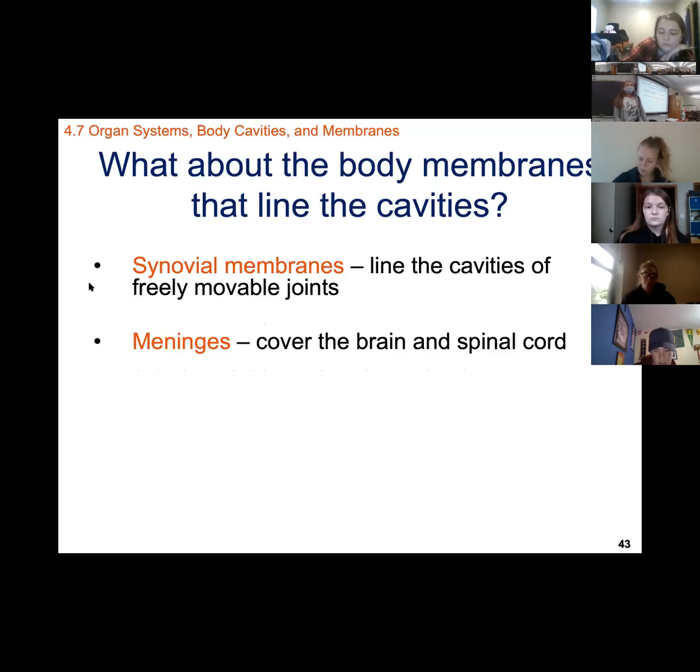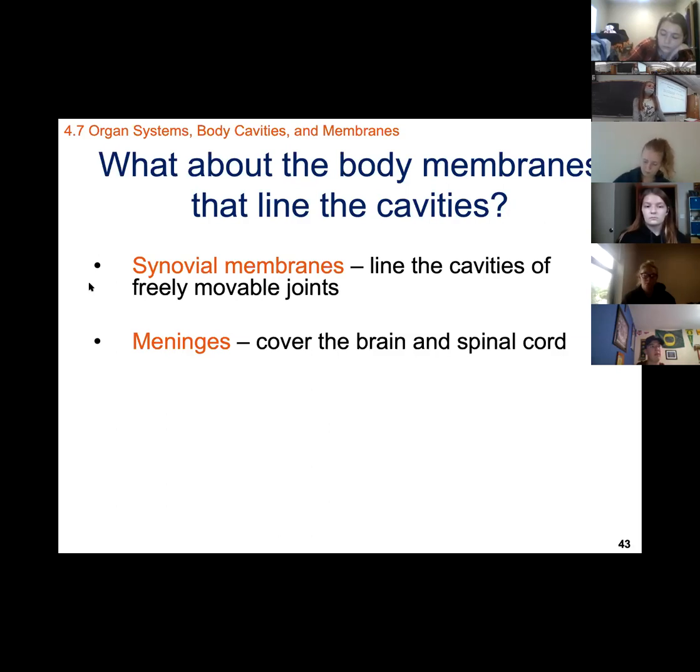Okay, so we have synovial membranes and the meninges. These are also other types of body membranes that line those cavities. They line the cavities of freely movable joints. Those are synovial membranes. There's a difference between joints and ligaments. It's how your muscles attach to your bones for movement. Those are considered joints. So thinking about all the joints of your body, there's synovial membranes there that help line the cavities of those freely movable joints.